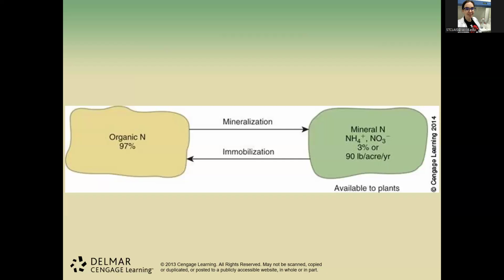And this is typically mineralized at a rate of 90 pounds per acre per year. Usually 3% of the nitrogen is in a mineralized form if we're out in the field. The organic nitrogen is going to compose most of it, and that's about 97%.